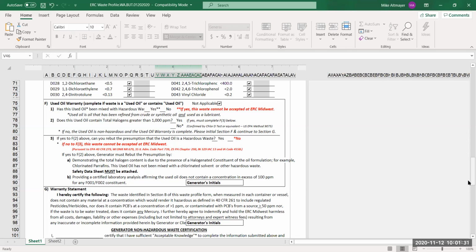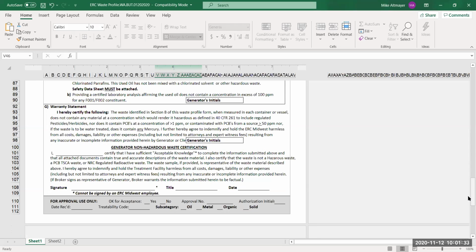So, important step, make sure that we are never, as it says here, never signing these profiles ourselves. You would never want to do that if you're in a position of not being the generator. We're essentially taking ownership of the generator's waste if we were to sign this profile on their behalf, and we never want to do that. So this always has to be signed by the generator themselves.